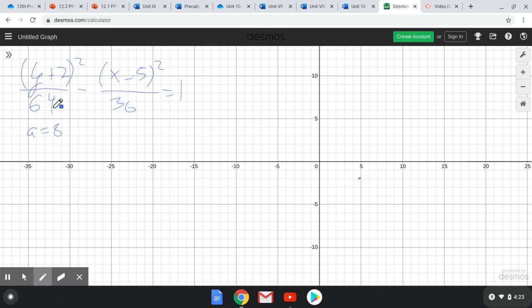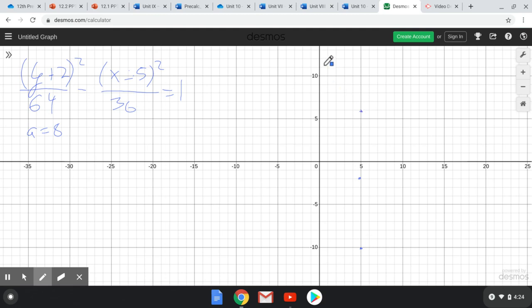So 8 squared is under the y, so a is 8. So we're going to go up and down 8. So we're here at -2. We're going to go up 8. So that's 2, 3, 4, 5, 6, 7, 8, right? So we went up 8, and then we're going to go down 8. So down 8 is down here at -10. So these are our vertices.